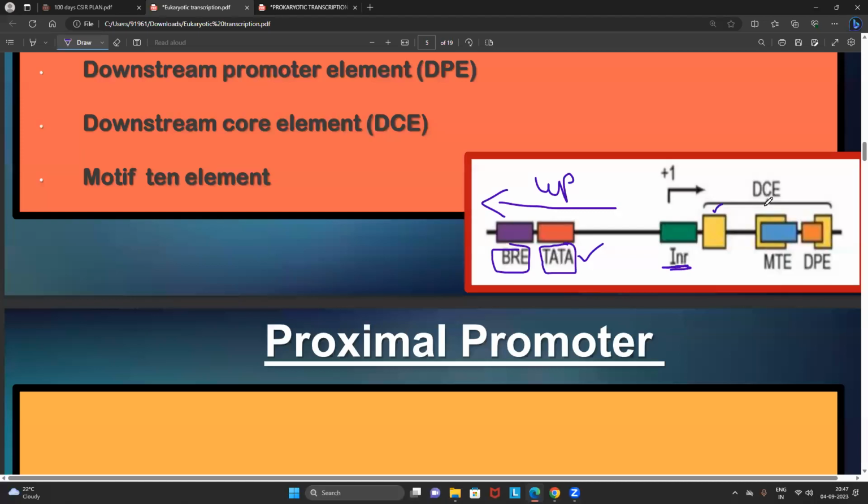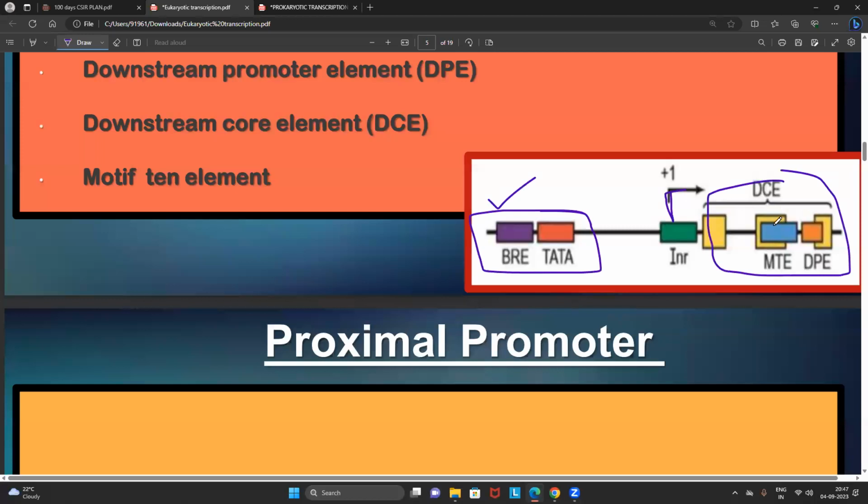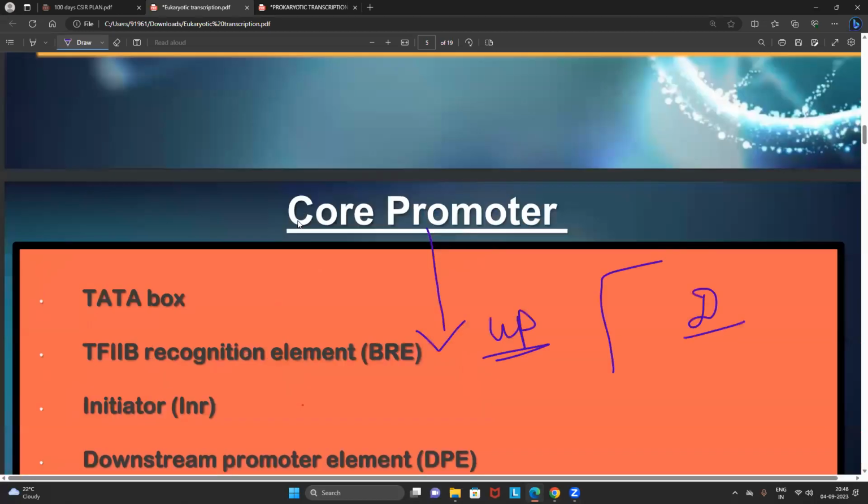Listen, everyone. We call it downstream core elements. See this? Which are in the yellow color. We call them the downstream core element, we can call DCE. And the blue color one you can see, right? That is called MTE, motif 10 element. It is called DPE, downstream promoter element. Please don't worry about that. You never get it in the exam. I'm just telling you for your better understanding. From the INR, there are 2 core promoters present in the upstream, and there are 3 core promoters present on the downstream, named DCE, MTE, DPE. You got that? That is only core promoter.